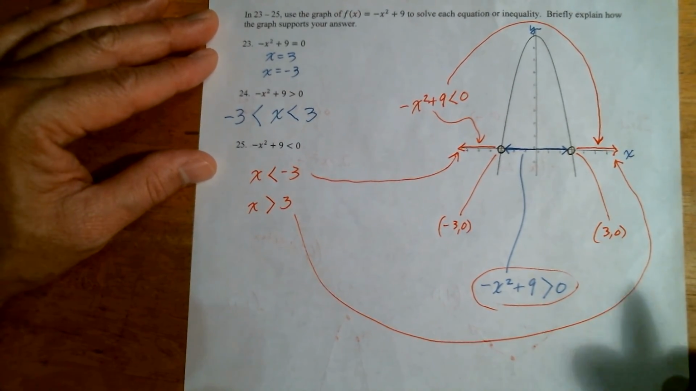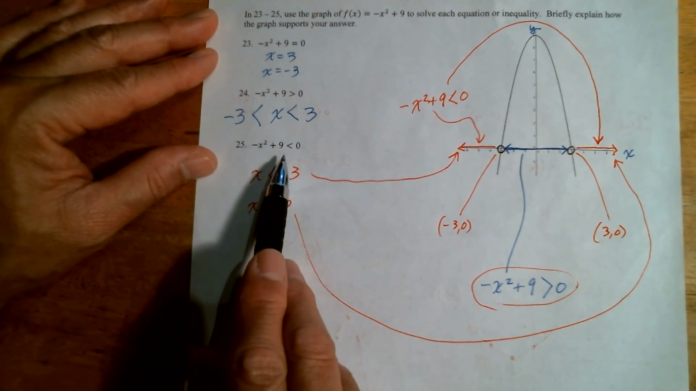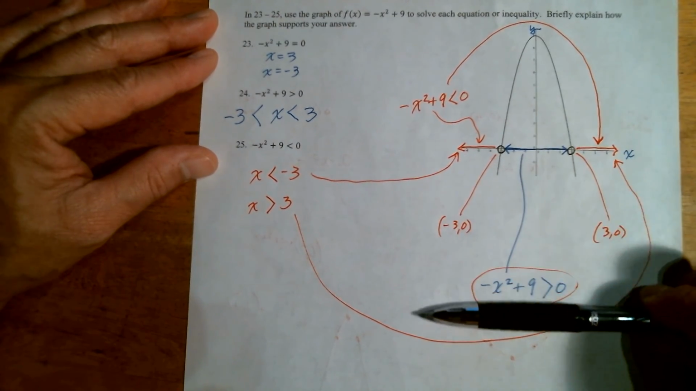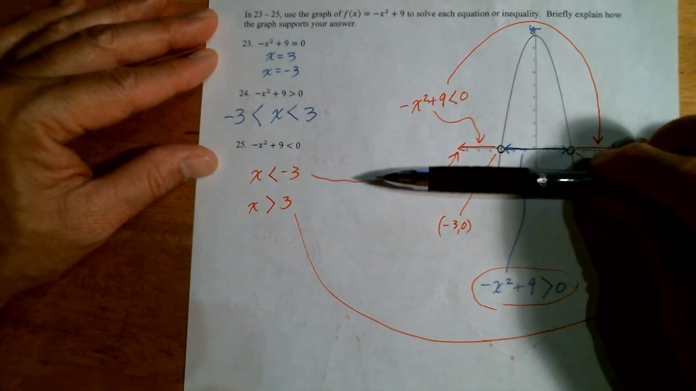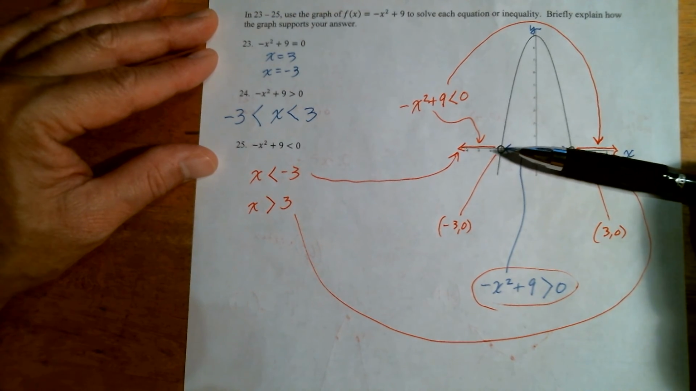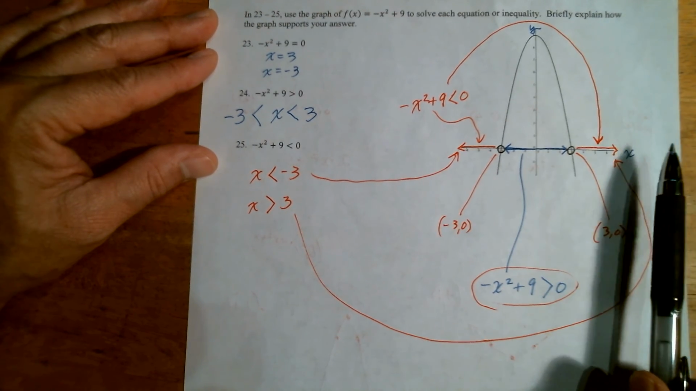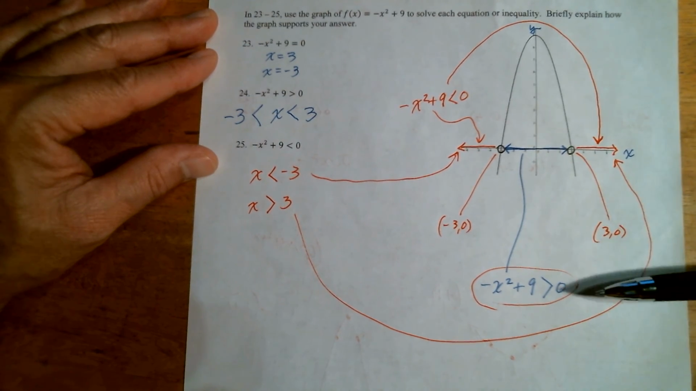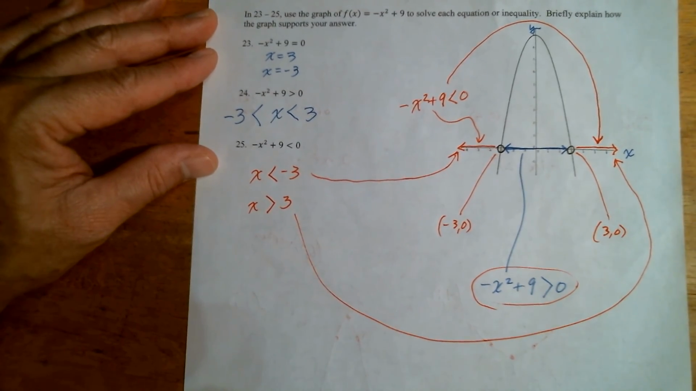Okay, for number 25. This is the hardest part of all, right here. Negative x squared plus 9 is less than 0. Now, less than 0 would be below the x-axis, the negative values of y. I can see that for all points less than negative 3, and greater than 3, all these points are less than 0 and going to fulfill this inequality right here.